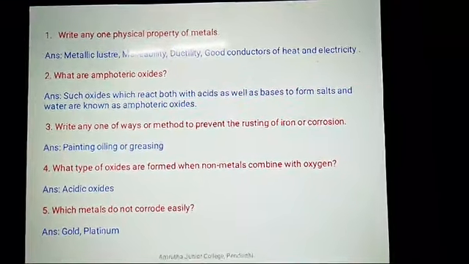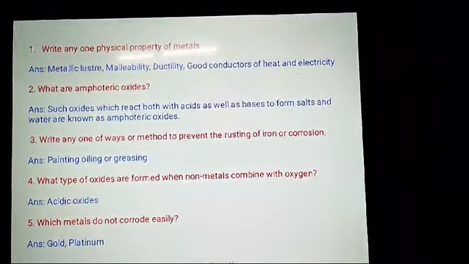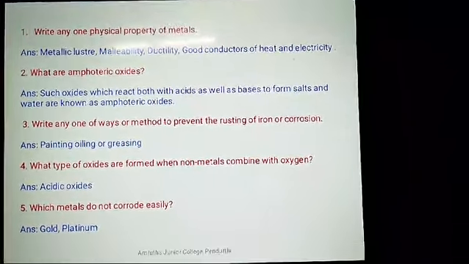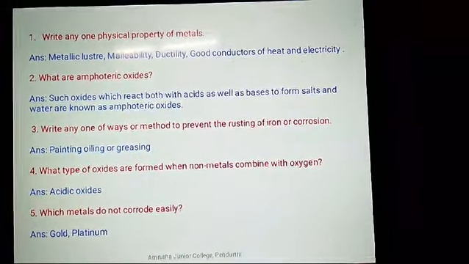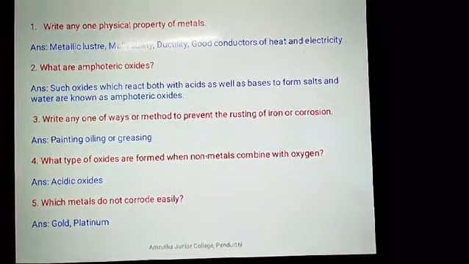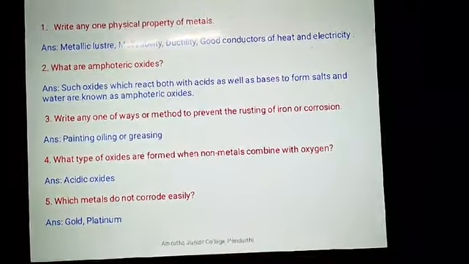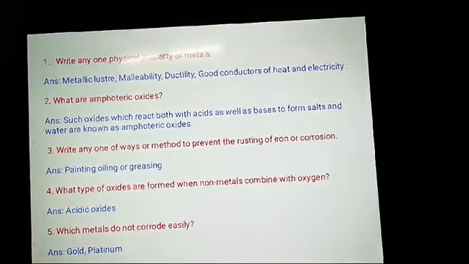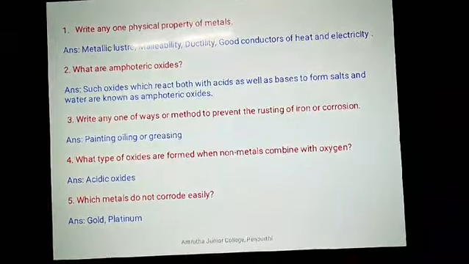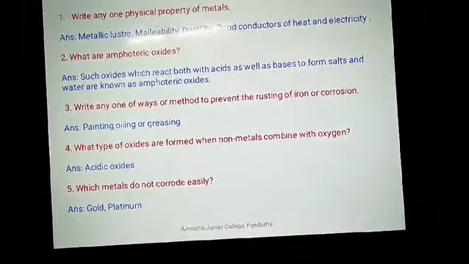And the next question is, write any one method to prevent the rusting of iron or corrosion. In the first chapter, chemical reactions and equations, we already came across rusting. The ways to prevent rusting are painting, oiling or greasing. Next, what type of oxides are formed when non-metals combine with oxygen? For example, nitrogen, carbon, phosphorus are non-metals. When they combine with oxygen, they produce acidic oxides, like CO2 or NO2, which when dissolved in water produces nitric acid. So those are acidic oxides.